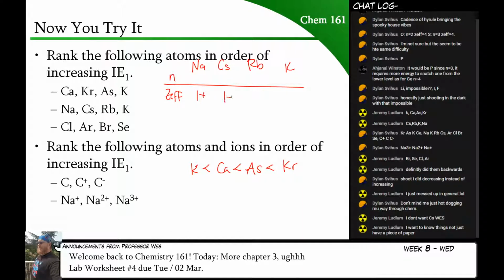So if I look at all my Z effectives here, they're all 1. So that's not going to be super helpful. So let's look at N. So for sodium, that's 3. For cesium, that is 6, 5, and 4. So the lowest ionization energy will be the one with the highest N, because the electrons are the furthest away. So this would be cesium is less than rubidium, less than potassium, less than sodium. There you go. So there's that one.